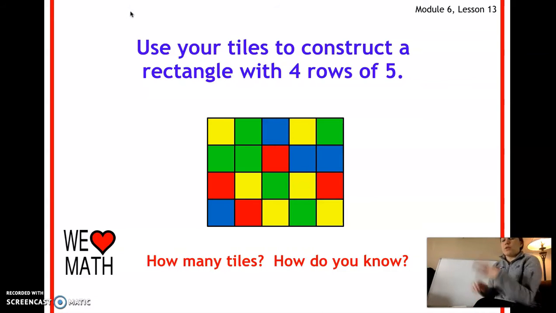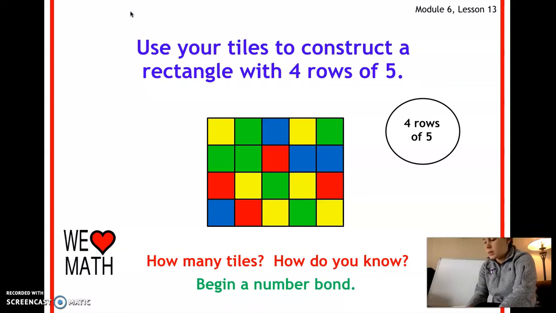Okay, so if you do 5 plus 5, you get what? Good, 10. Now you need to do 10 plus 5. What do you get? Good, 15. Now you need to do 15 plus 5 more. Good, you get 20. You can check your answer by counting up the tiles on your square, or your rectangle, excuse me.